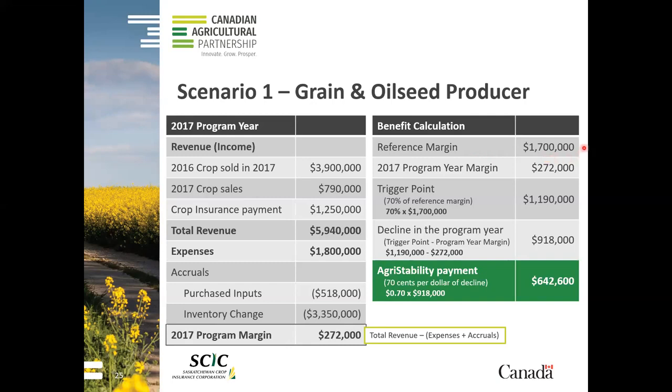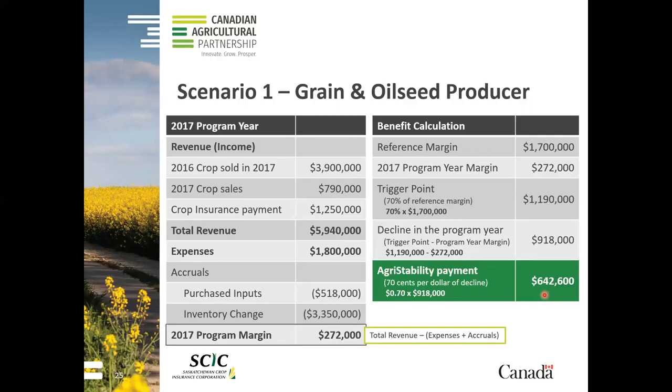When we look at calculating their benefit, we look at what their reference margin is. Their historical information averages out to be a reference margin of $1.7 million. And their program year margin that we just calculated is $272,000. We calculate out their trigger point, which is 70% of their reference margin, and their trigger point comes out to be $1.19 million. For the decline in their program year, we take the trigger point and subtract out their program year margin, and we get $918,000.